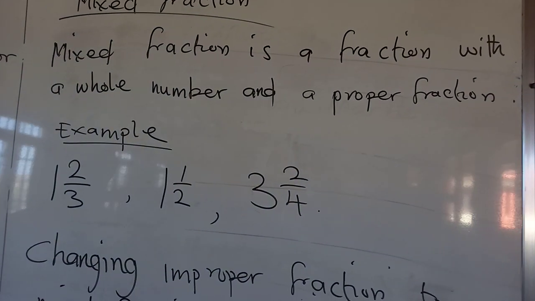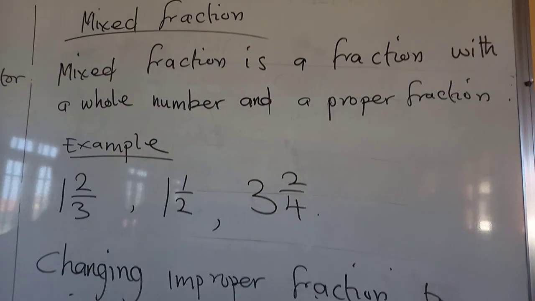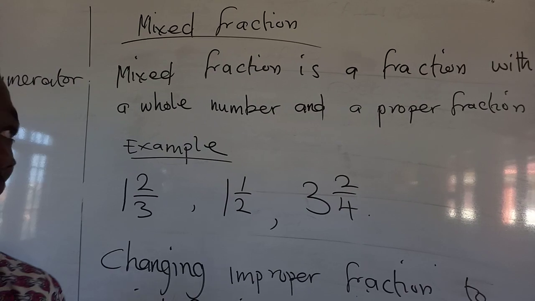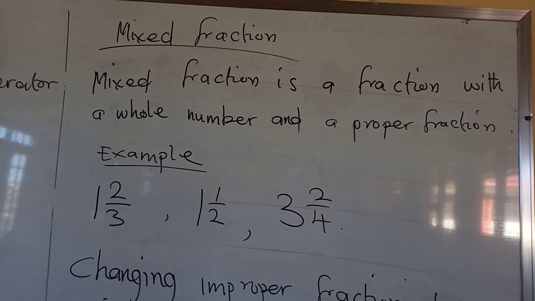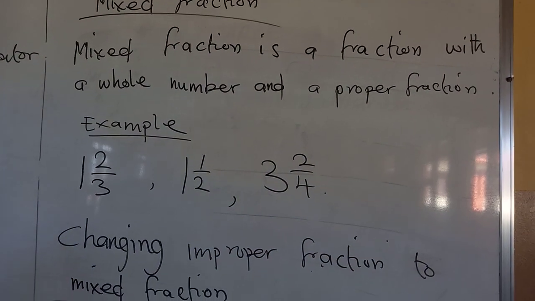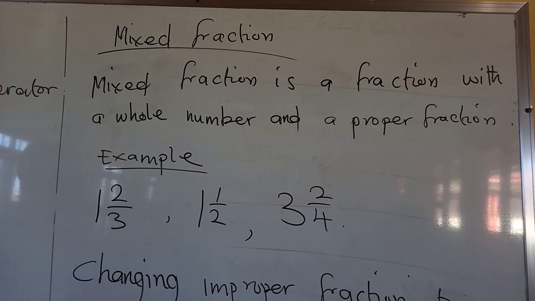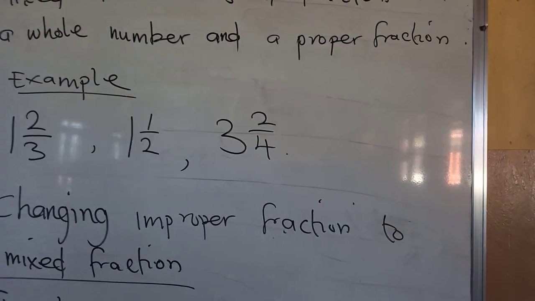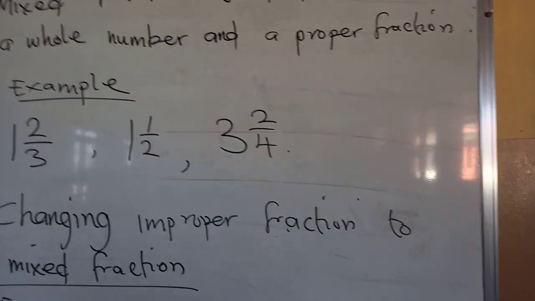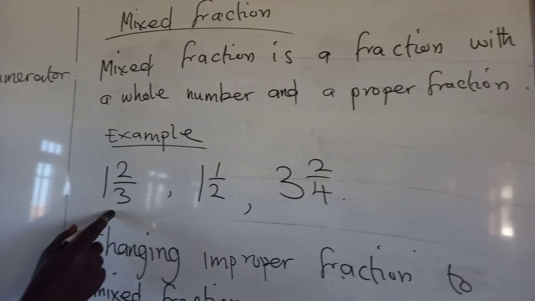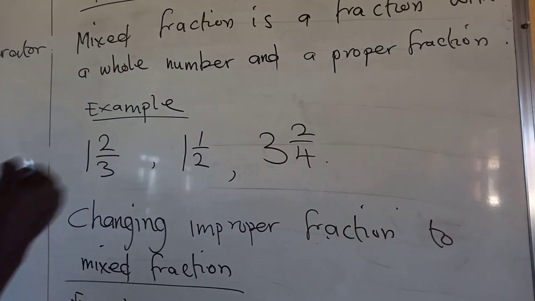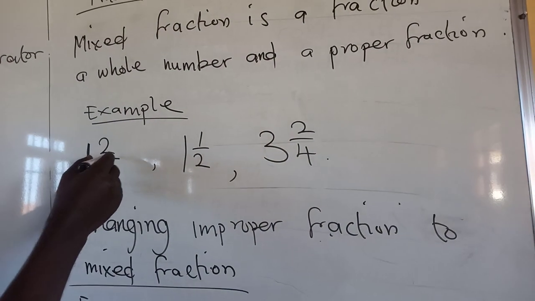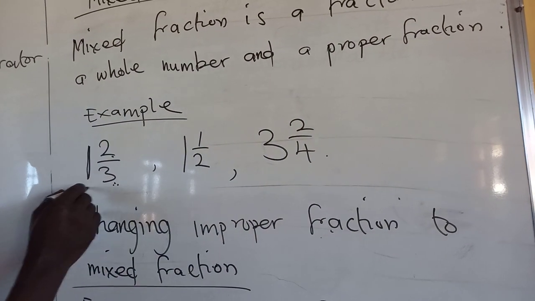The next thing is mixed fraction. Mixed fraction is a fraction with a whole number and a proper fraction. You already know what a proper fraction is. So when you see a whole number and you see a proper fraction, it's mixed. Example is this: one whole number, and 2 out of 3. 2 out of 3 is a proper fraction. So when you see this, we call it a mixed fraction.